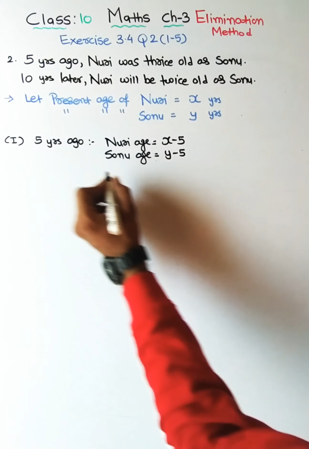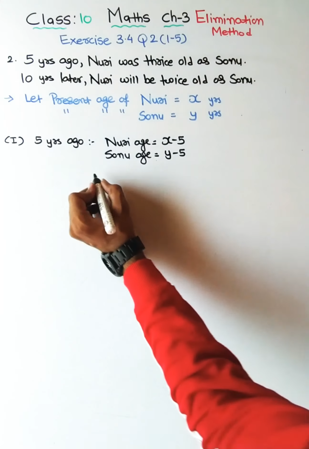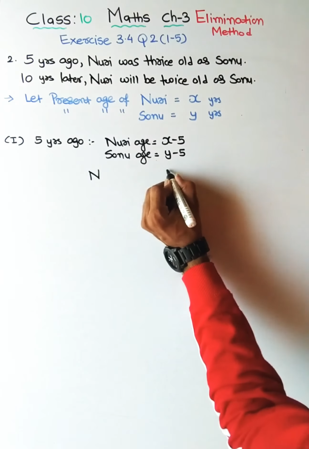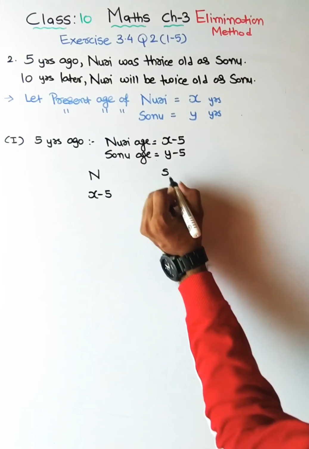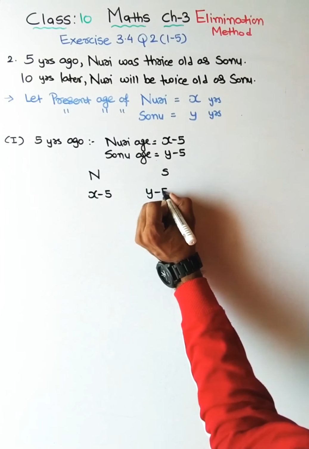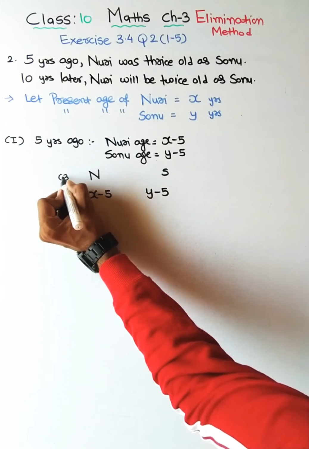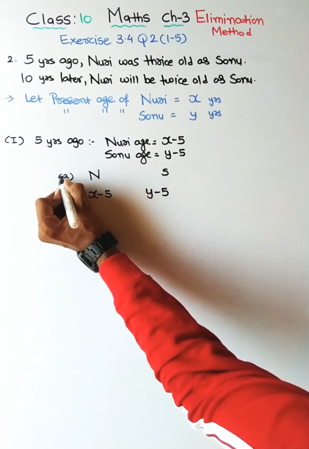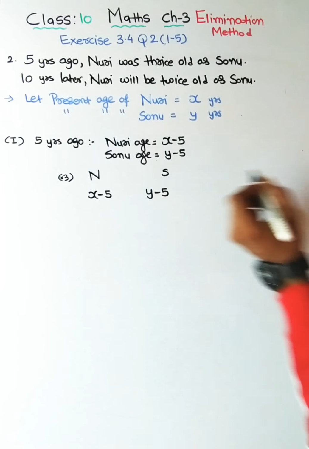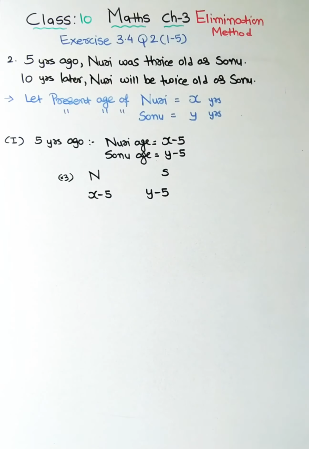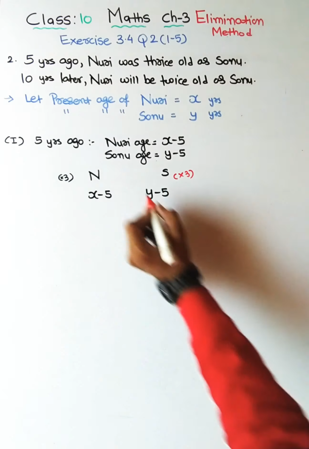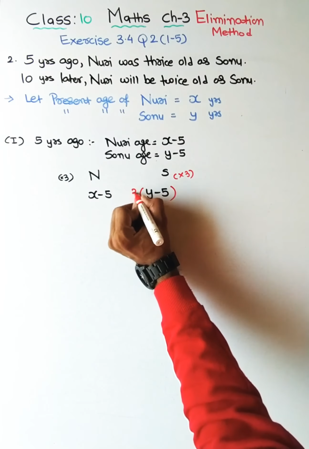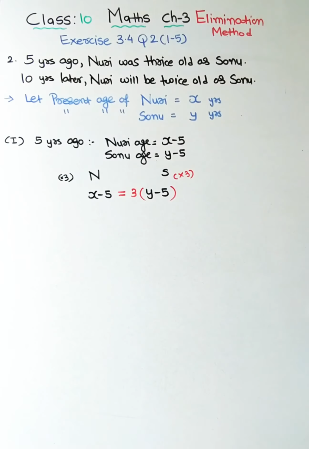Now let us see the condition. Noori was thrice as old as Sonu. Here we write N, here we write S. Noori's age is x minus 5, Sonu's is y minus 5. Noori is already thrice, right? 3 times. So what we will do, we will multiply Sonu's age by 3, then only it will become equal. So putting a bracket and writing 3 and then putting equals to. Right, now both the ages are the same.